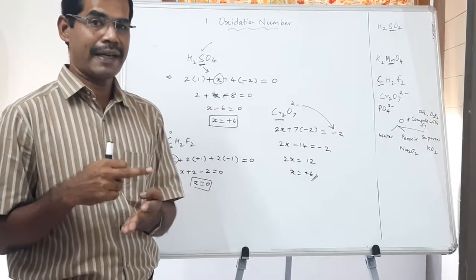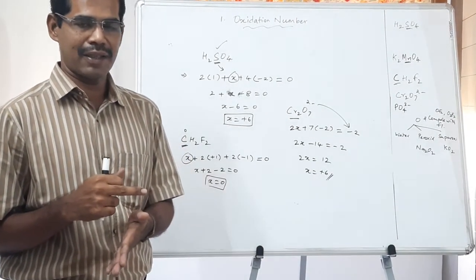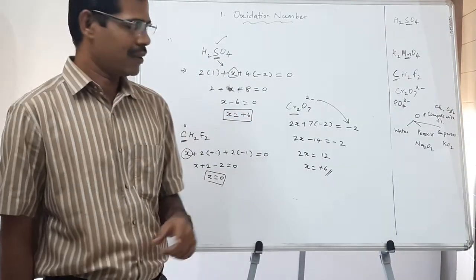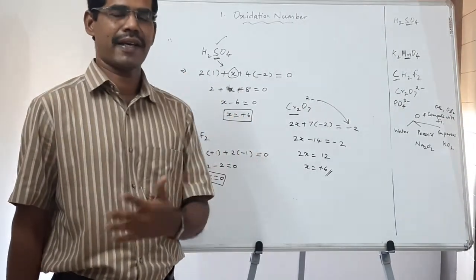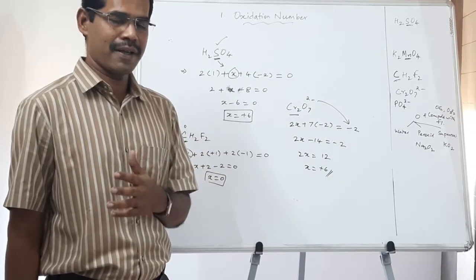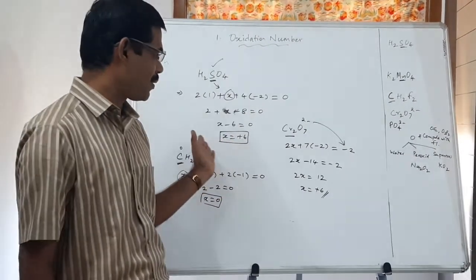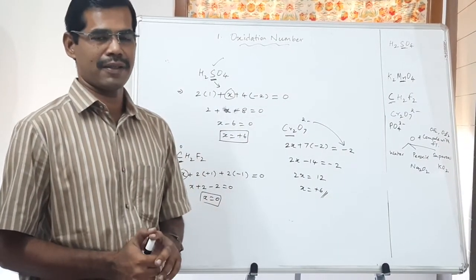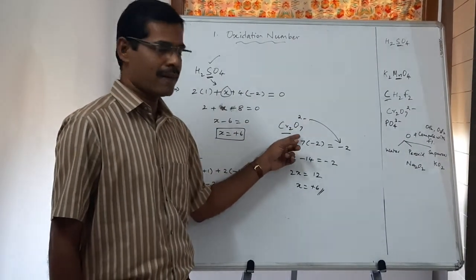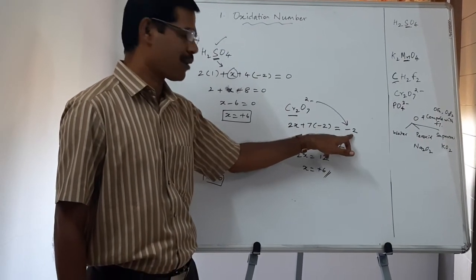Then oxidation number of an alkali metal is always equal to +1. Oxidation number of an alkaline earth metal is equal to +2. Then I mentioned that in the case of a monoatomic ion, oxidation number is actually the charge carried by the ion. Then in the case of a compound, the algebraic sum of the oxidation numbers of all the elements present in a compound is equal to 0. If it is in the case of a polyatomic ion, then the sum of the oxidation numbers of the elements is equal to the charge carried by the ion, we said.